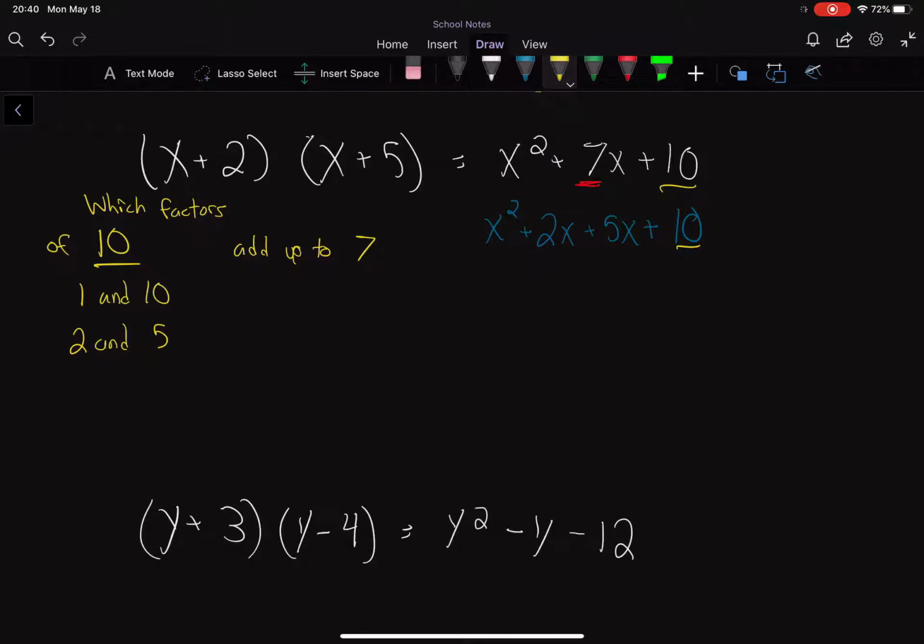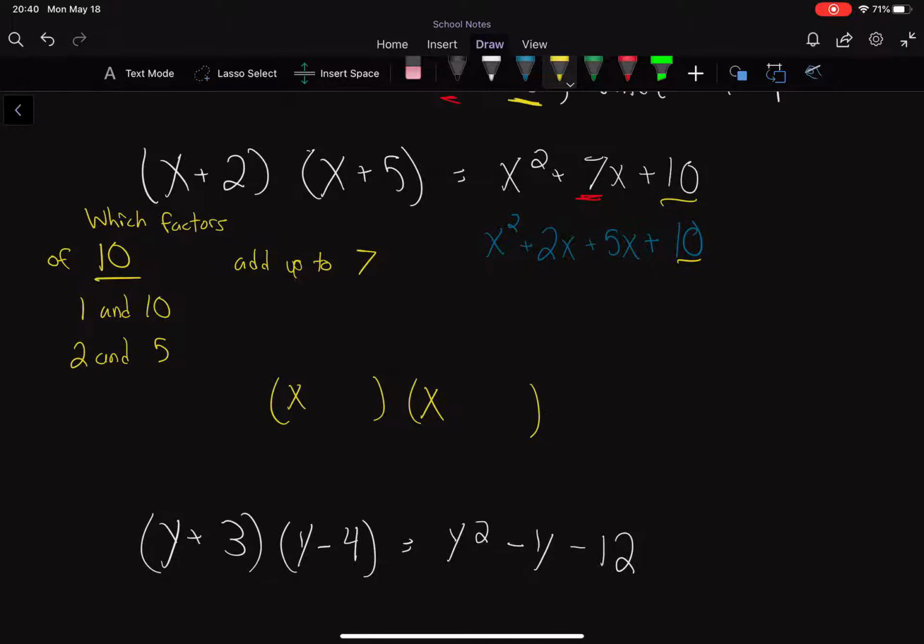So because our a value is 1, we know that we're just going to have x and x in both of them. And for our factors of 10, we have the 1 and 10 or 2 and 5. So we want to use the ones that add up to 7, which are 2 and 5. So now we just plug them in to our sets of parentheses. And so we have x plus 2 and x plus 5, which is what I have up top. So let's take a look at another example.